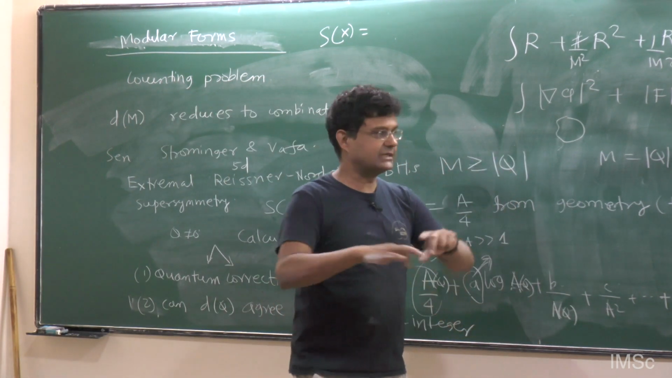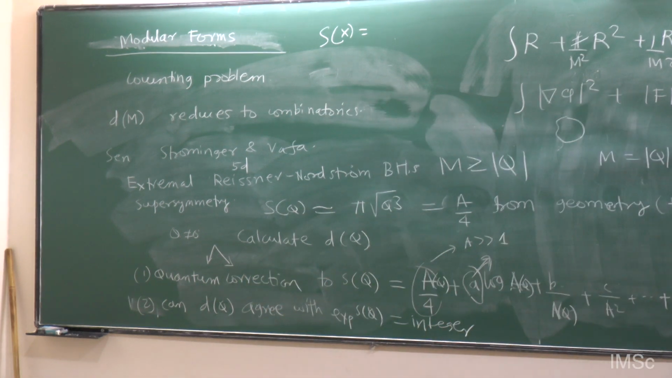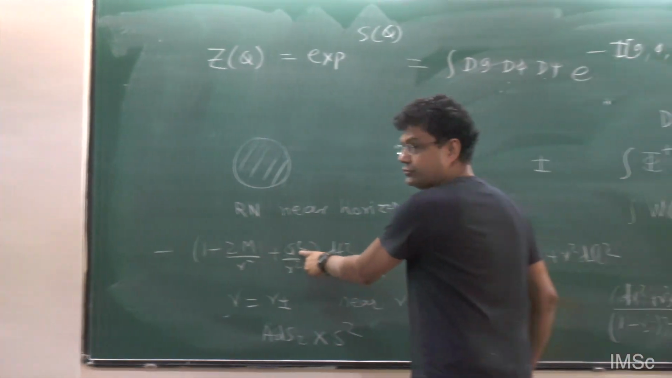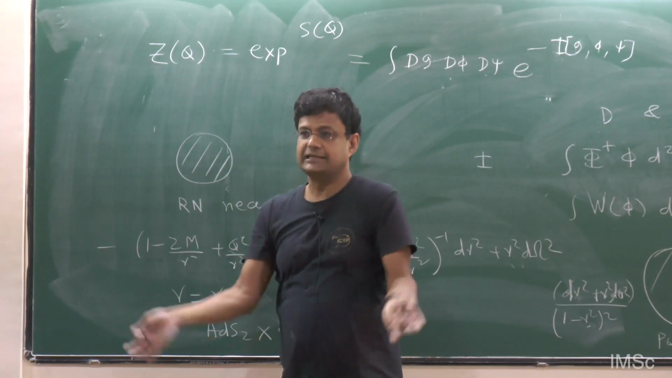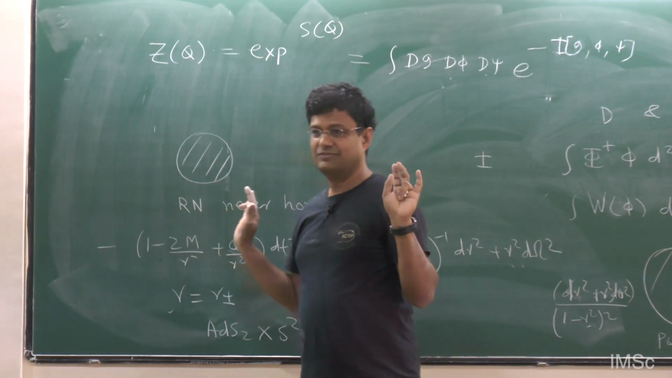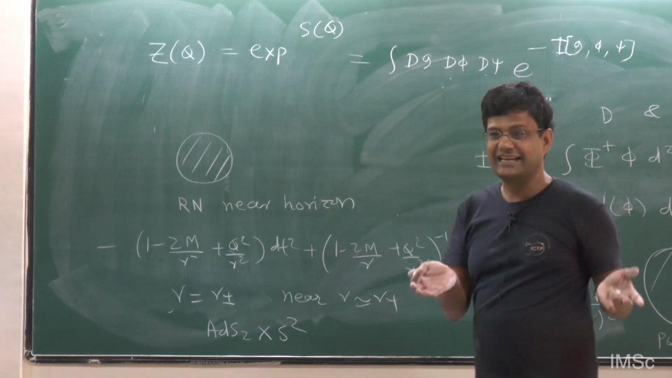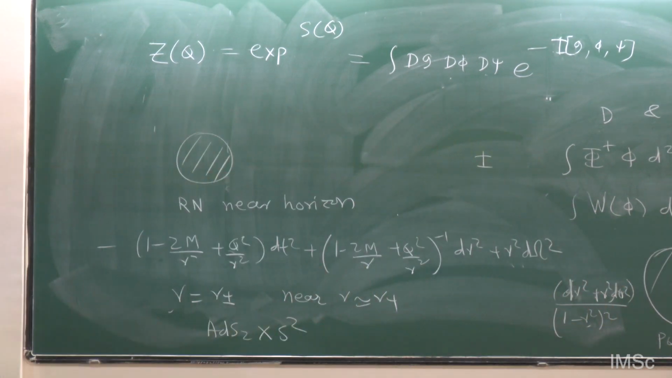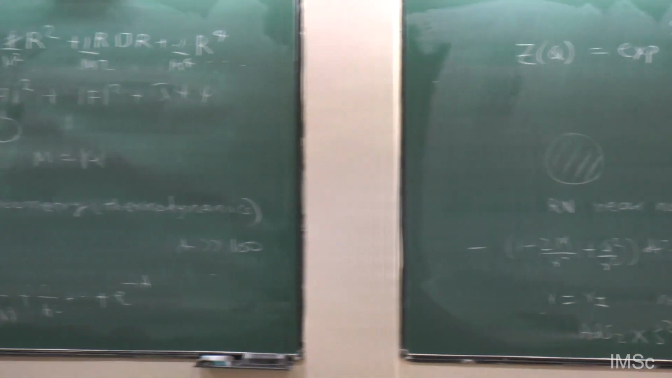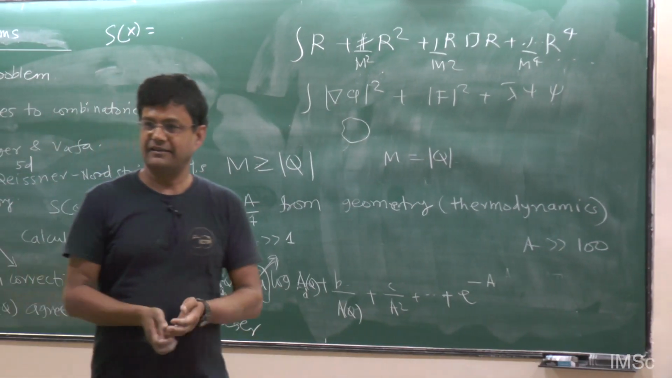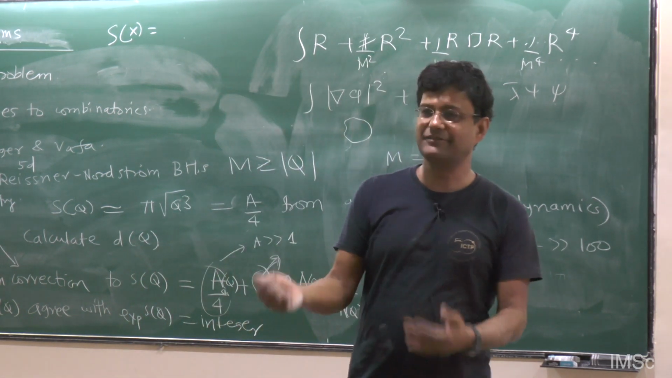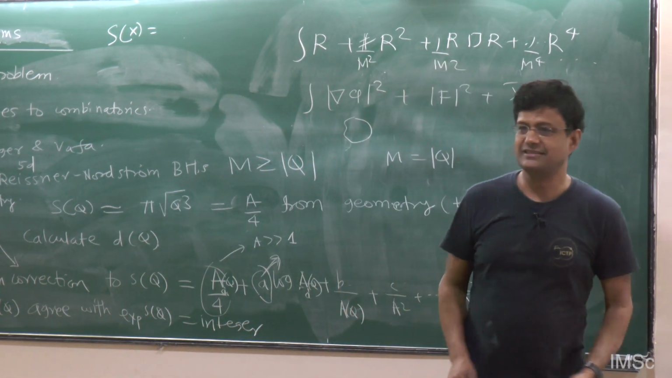The area is determined from this formula. When you set m equal to q, the horizon area is determined entirely in terms of q. That's the classical area, so maybe I should call it A classical. Then it's well defined. It's a particular function of q which is fixed.